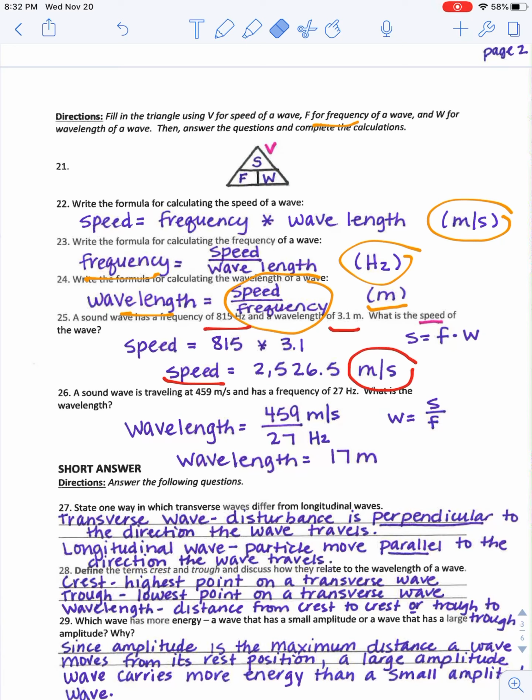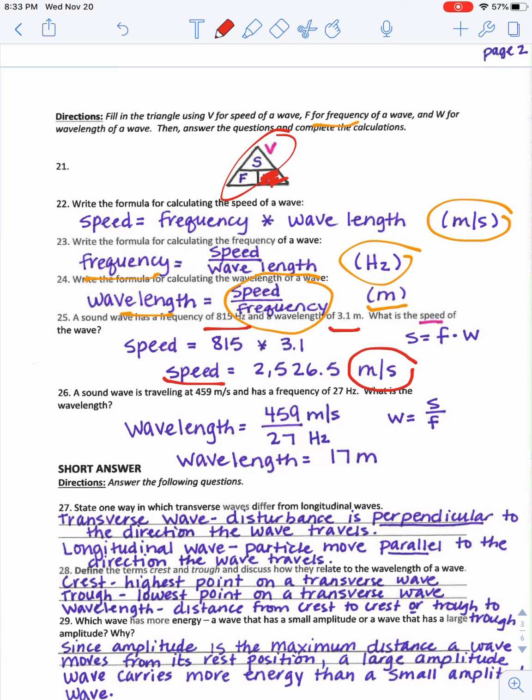All right, my next story problem is this. A sound wave is traveling at 859 meters per second, that's speed, and has a frequency of 27 hertz. What is the wavelength? All right, so what do I need to figure out? I need to figure out wavelength, so I'm going to cover that up. What am I left with? My formula is speed divided by frequency.